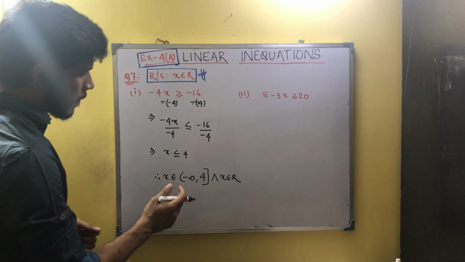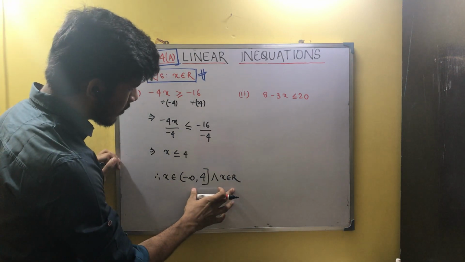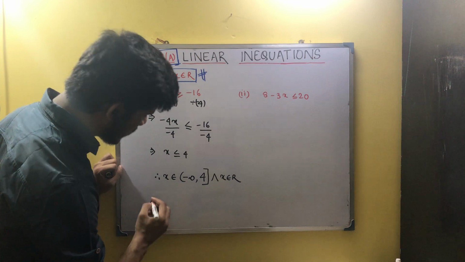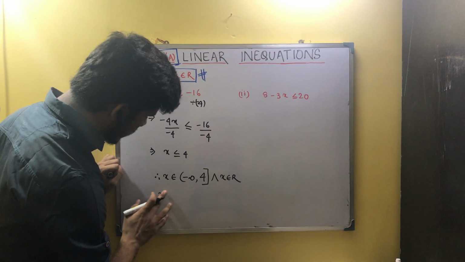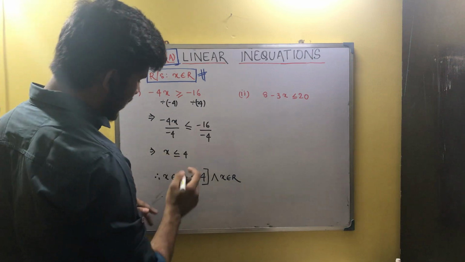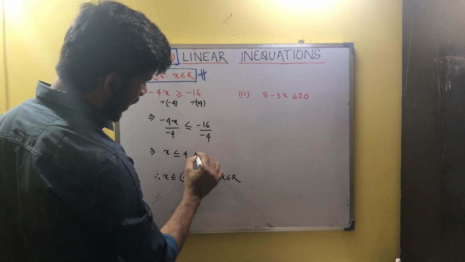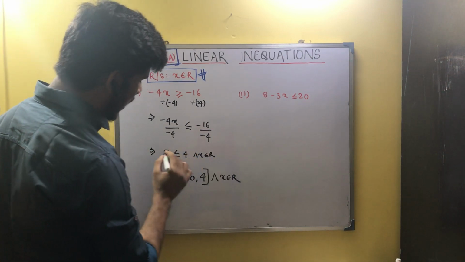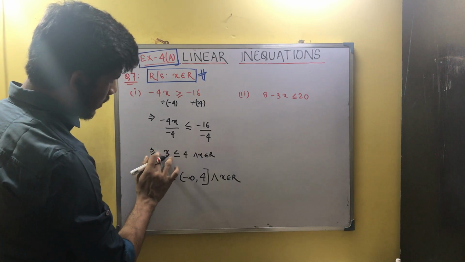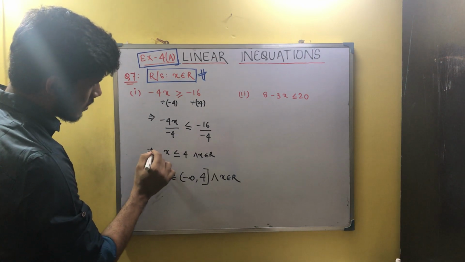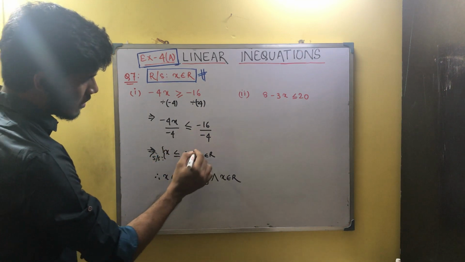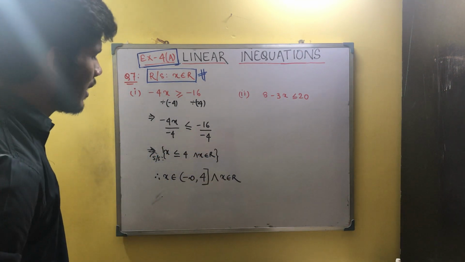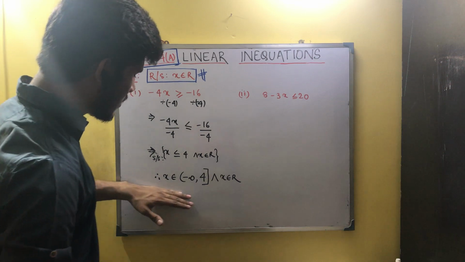Now maybe this you would be encountering in the higher classes. As of now you can also write it this way: x is less than equals to 4 and x belongs to R, in the solution set. So this is the solution set itself. Just write solution set and put it in a bracket. That will be the answer. Or this is the standard form.